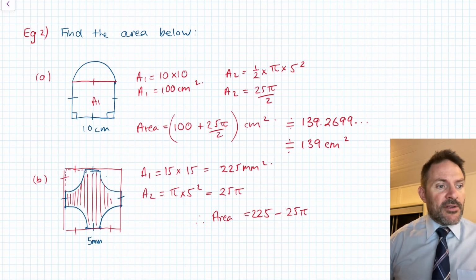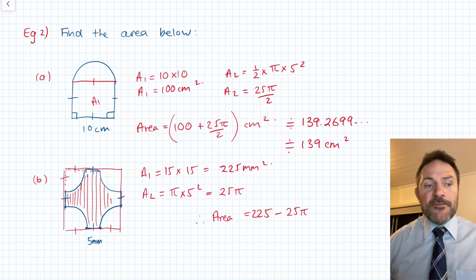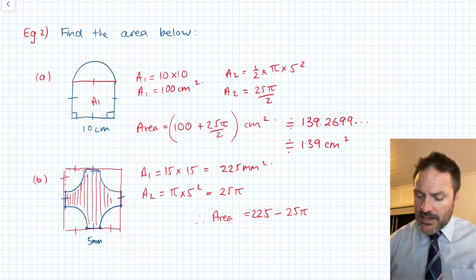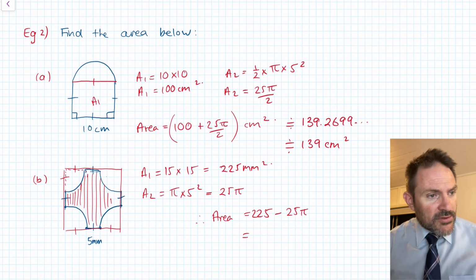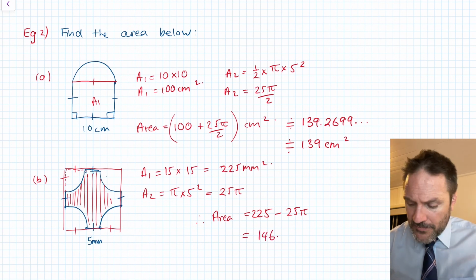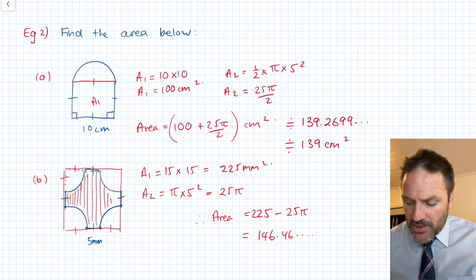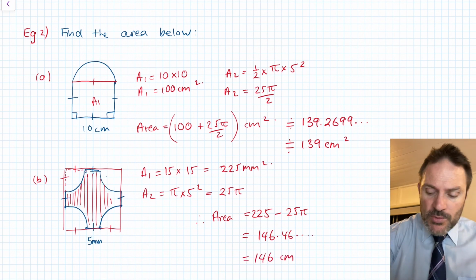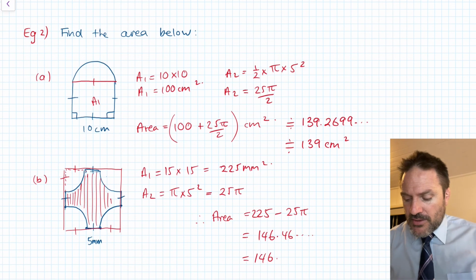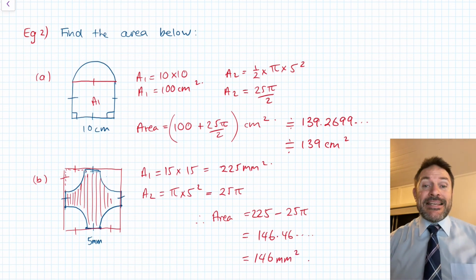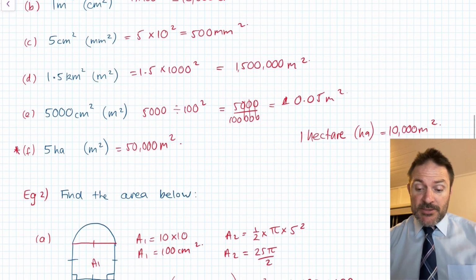Notice how I often leave my measurements in exact form. I think that's a really good thing to do for measurements, so then you only have to round the last step. So my area equals 146.46 ... which equals 146 millimeters squared to 3 significant figures. All right, gents, that's pretty much it.